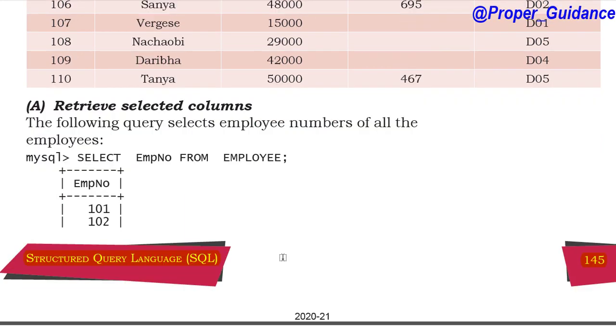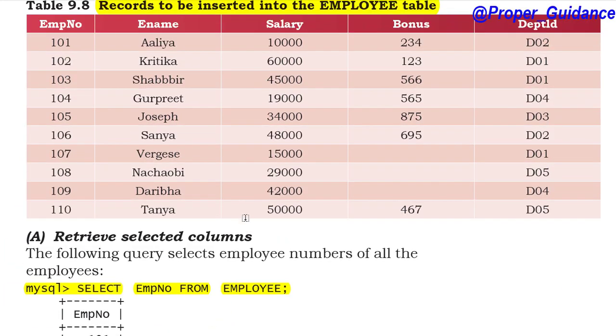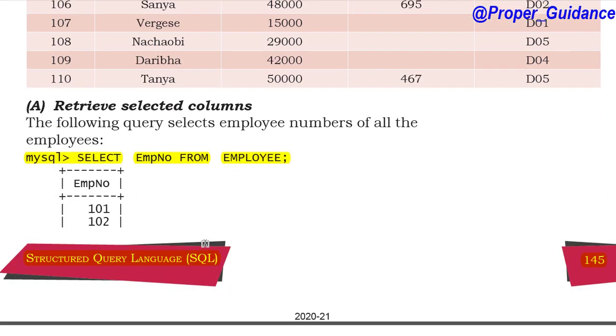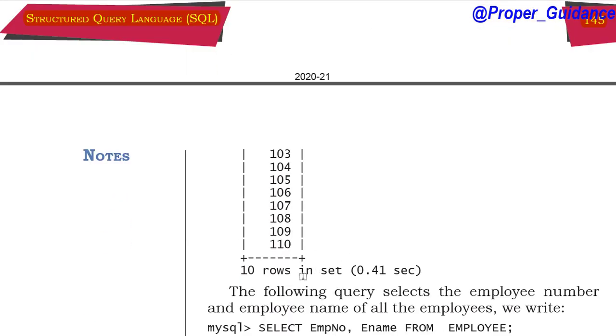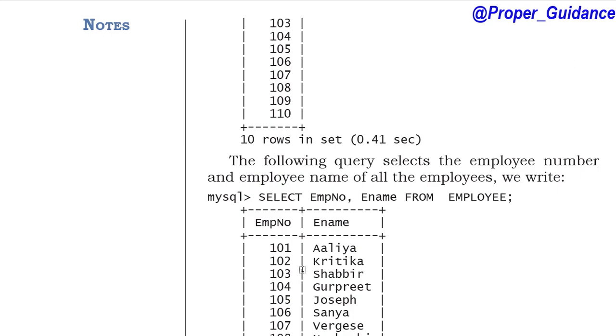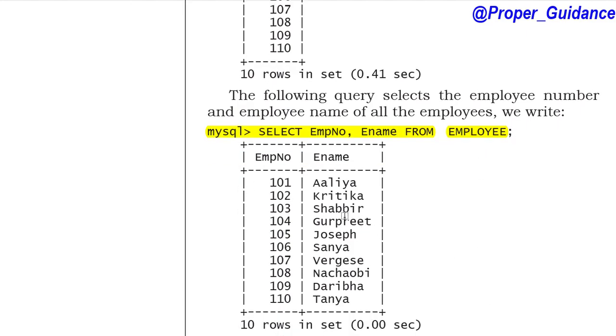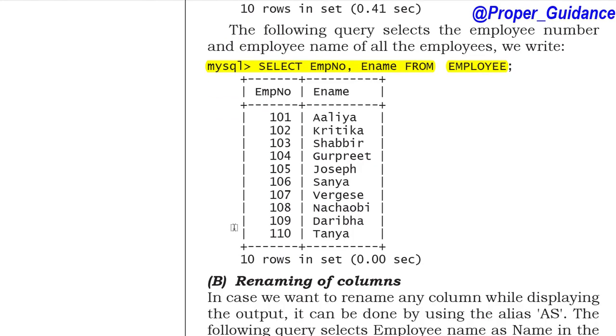To retrieve selected columns: MySQL select employee number from employee. It will retrieve all the numbers here. Okay, employee number 101, 102, up to 110. See, 10 rows. The following query selects the employee number and employee name of all the employees. We write here like this: MySQL select employee number, employee name from employee. Two columns will be shown here according to that particular table.